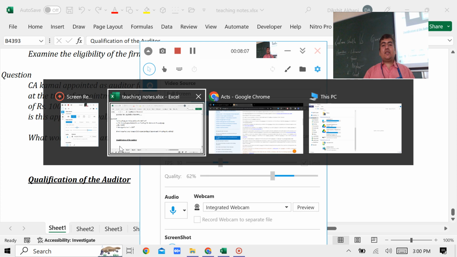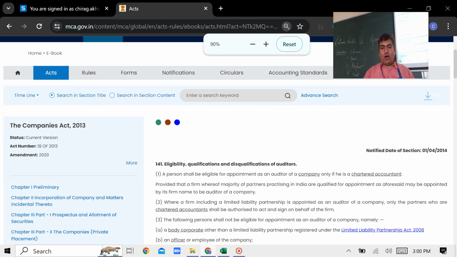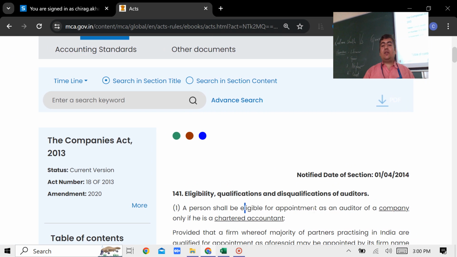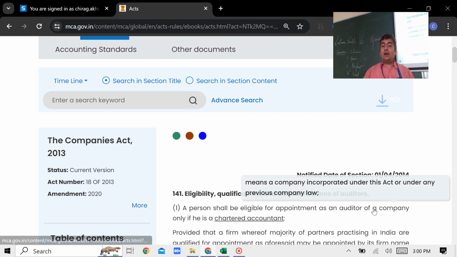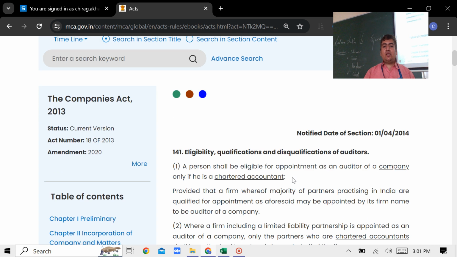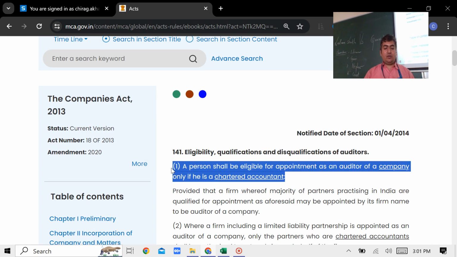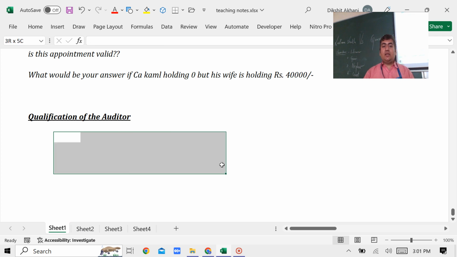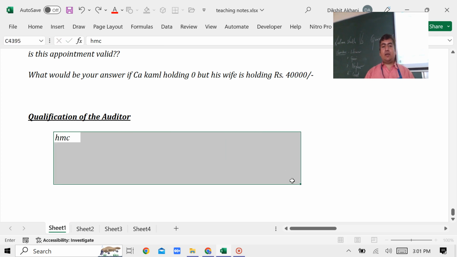All right. So law clearly says under section 141, when we read subsection 1, what is provided? A person shall be eligible for the appointment as an auditor of a company only if he is a chartered accountant. Got my point? So the first note over here is he should be what? Chartered accountant. But still I want to clarify, not all the chartered accountants are eligible. He should be practicing in India. In India, listen to my words, where he should be practicing? In India. Then and only then, guys, he can be. Otherwise not.